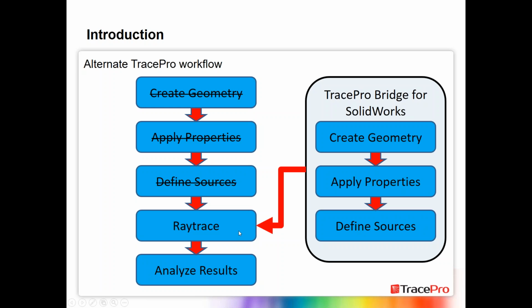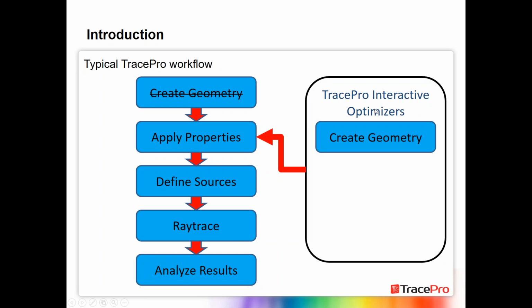And lastly, we could use the TracePro interactive optimizers, the 2D and 3D interactive optimizers, right in TracePro itself to create additional geometry, and then use TracePro to apply the properties, define sources, run the ray trace, analyze the results. But in this case now, we can also use the optimizers to automatically change that geometry to try to meet a user-defined goal, such as uniformity or illumination pattern or angular distribution. So another way of working with TracePro.